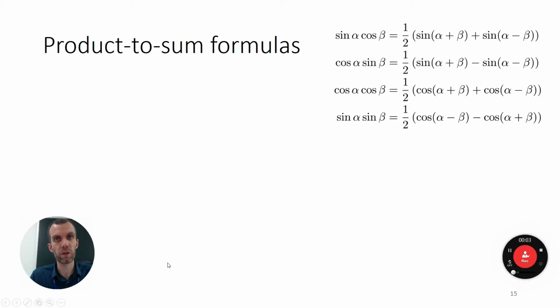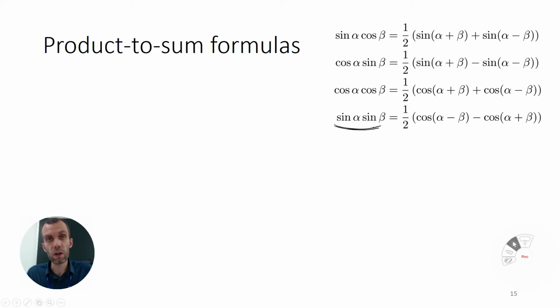So for the last set of formulas that we're going to cover in these lectures, we'll talk about the sum to product and product to sum formulas. And they do what the name tells you. They let you convert a product into a sum and vice versa. So the formulas for product to sum are shown here on the whiteboard.